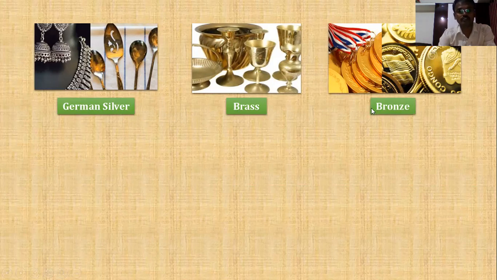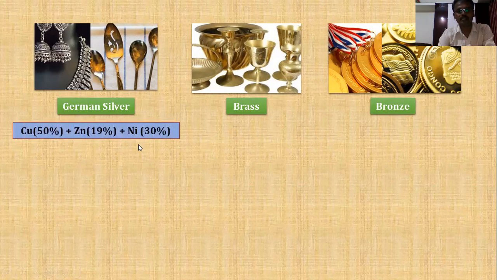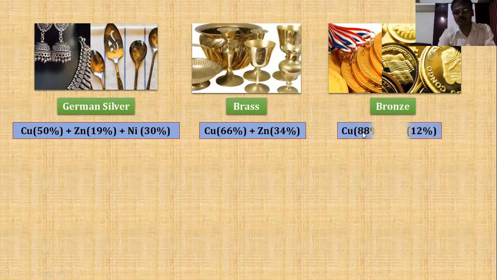What are alloys? They are mixtures of two or more metals, and they are all homogeneous mixtures of two or more metals, correct? German silver is a homogeneous mixture of copper, zinc and nickel. Brass is a homogeneous mixture mainly of copper and zinc. Bronze is a mixture of mainly copper and tin. And I have given the percentages also. You can make a note of that.